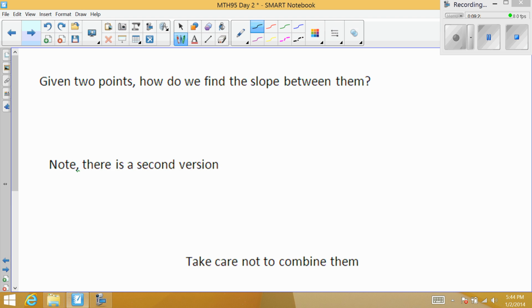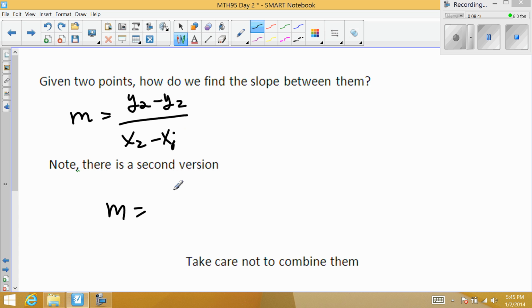Okay, given 2 points, how do we find the slope between them? I think you probably remember this particular formula. The slope of a line is the change in y over the change in x, because it's a rise over our run. There is a second version. You can also get the same result by doing y1 subtract y2 over x1 subtract x2. Just be consistent when you're looking at 2 points.